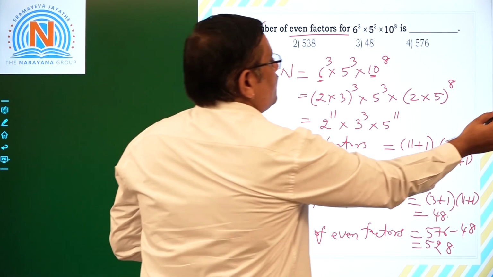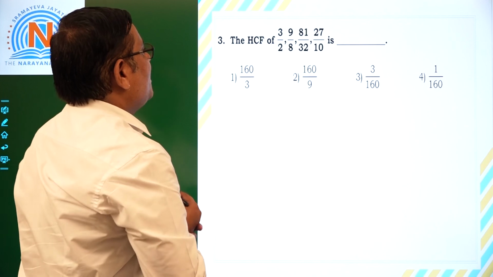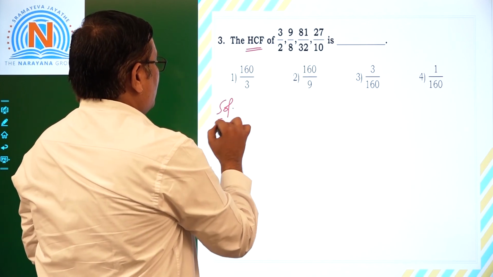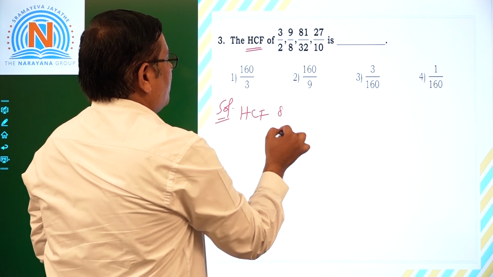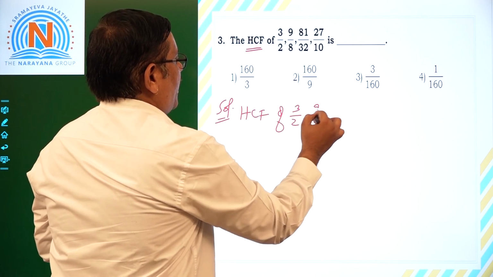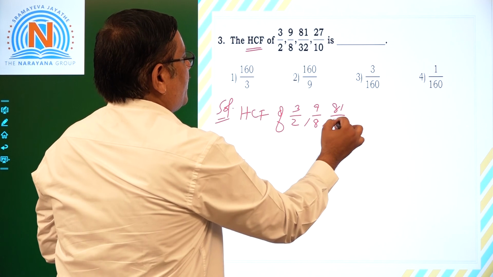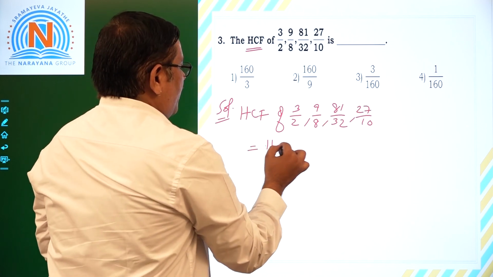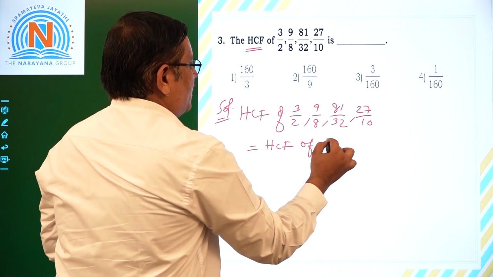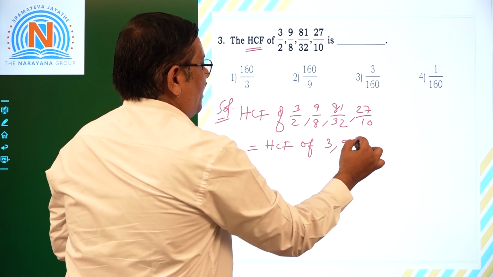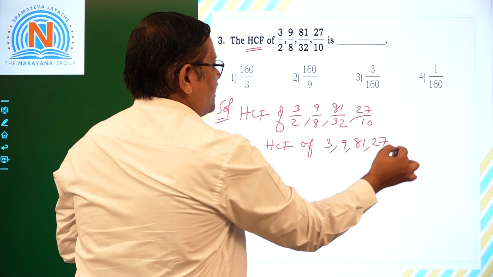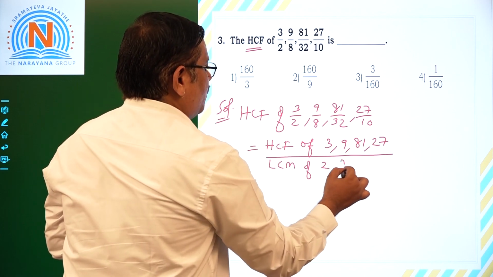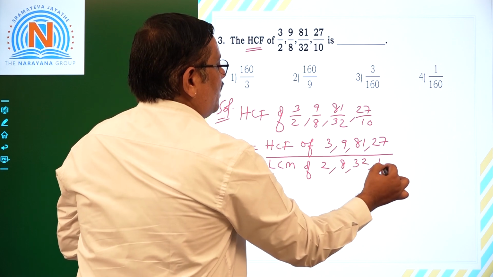Okay. Now we move to the next question. The HCF is asking about fractions. So, solution: the HCF of 3 by 2, 9 by 8, 81 by 32, 27 by 10 is given by the HCF of the numerators, what are they, 3, 9, 81, 27, by the LCM of the denominators 2, 8, 32, 10.